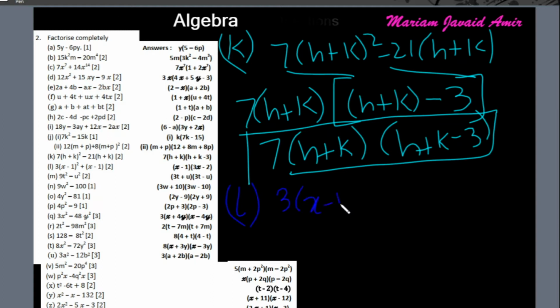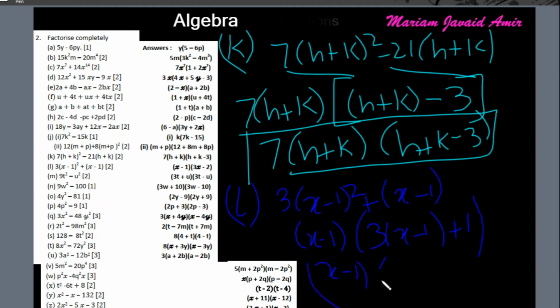Part L, 3x minus 1 whole square plus x minus 1. Again we are factorizing. So take x minus 1 outside, and we're left with 3 times (x minus 1) plus 1. So (x minus 1) and (3x minus 3 plus 1). This gives us (x minus 1) and (3x minus 2). Answer for part L.